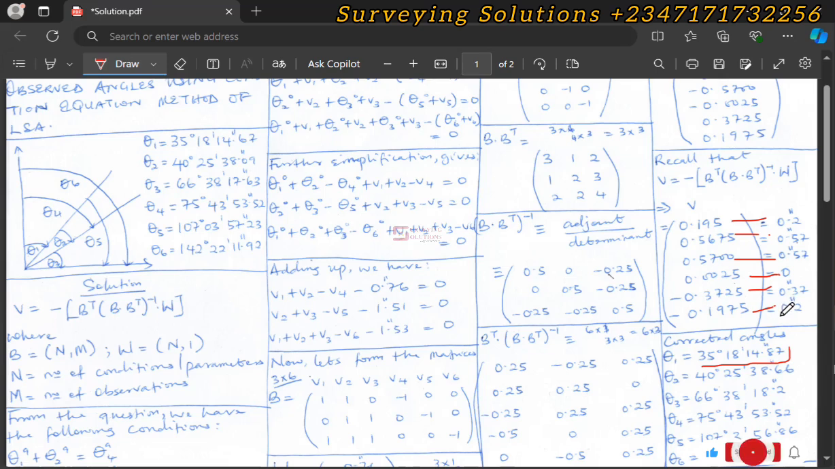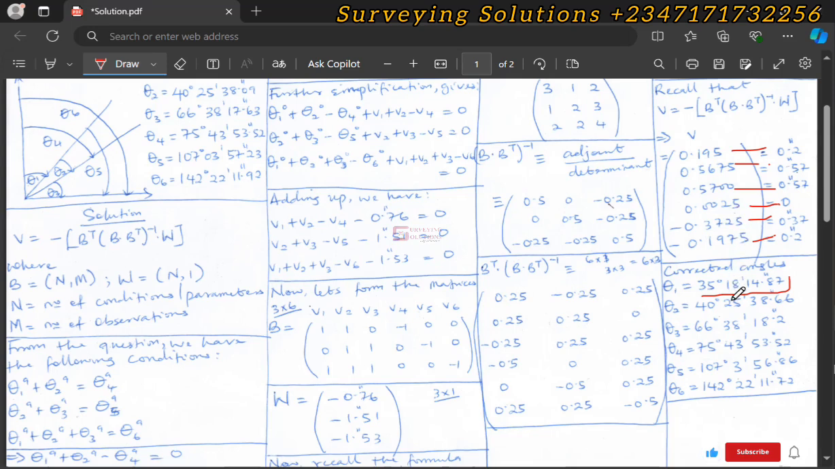So you come again, 40 degrees, 25 minutes, 38.09 seconds, plus 0 degrees, 0 minute, 0.57 seconds, right? So you are supposed to have this value, down to V5, because V5 is a bit different. We are adding. However, since the sign for V5 is negative, it will be subtraction.